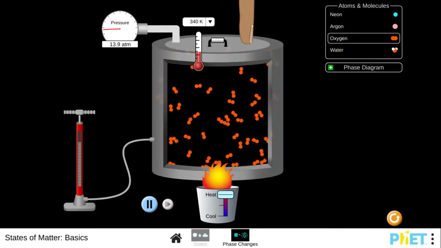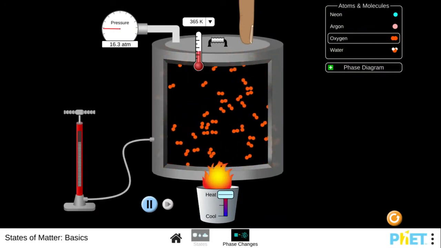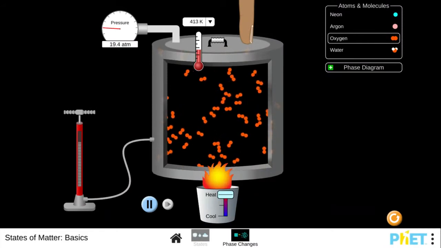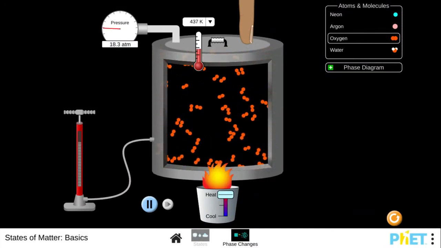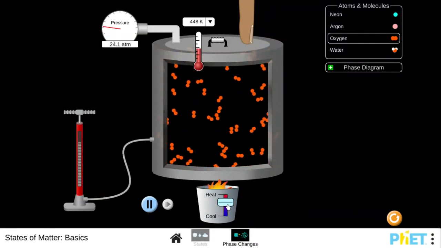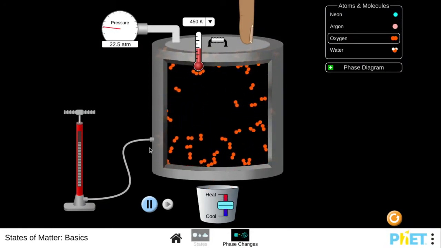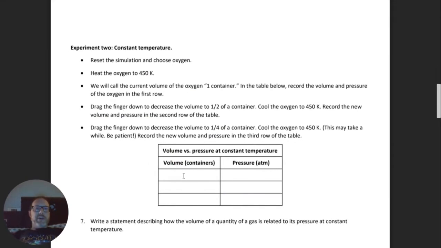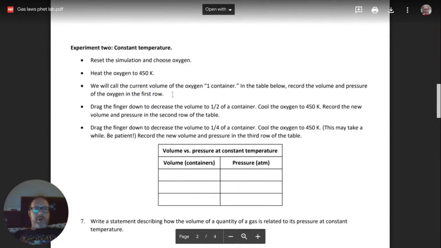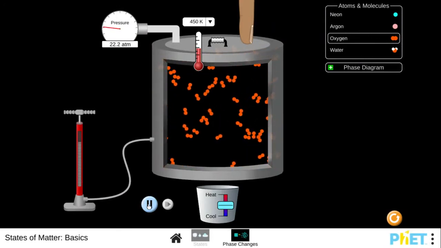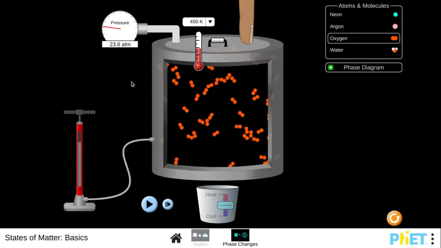Now for this next portion, what you're doing is changing the volume of the container. And some of this is going to have to be you making a judgment call based on the directions you're given. Okay, we're almost there. Okay, there's 450 Kelvin. So the directions here tell us to look at the volume in terms of containers. And so first of all, the first volume you'll type there is going to be 1 container. Then we're going to record the pressure. So for instance, we've got about 20, I'm just going to pause. Looks like I would call that 23.6 atmospheres.